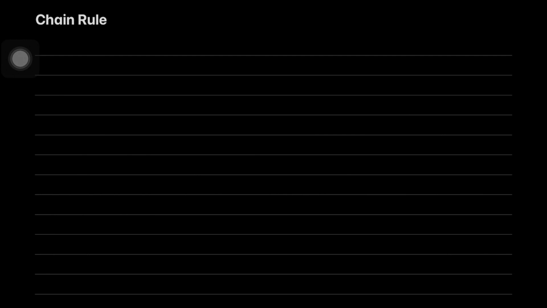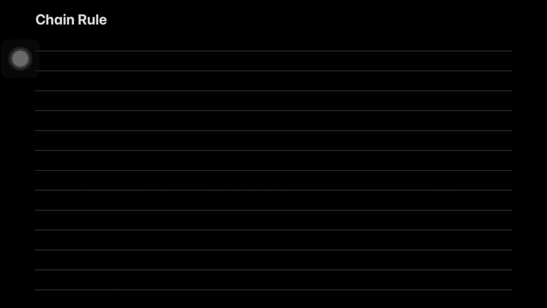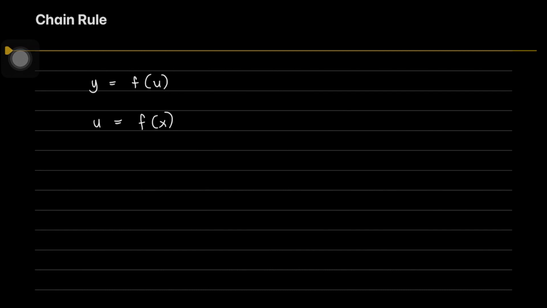In differential calculus, we have a method which we call the chain rule, and the chain rule is used when the derivative that we want to solve for involves two functions. Now, say that we have y equals a function of u, and u is equal to a function of x, and we are required to determine the derivative of y with respect to x.